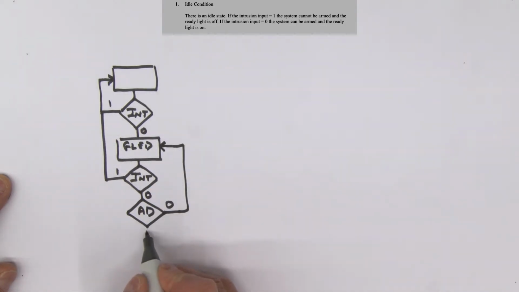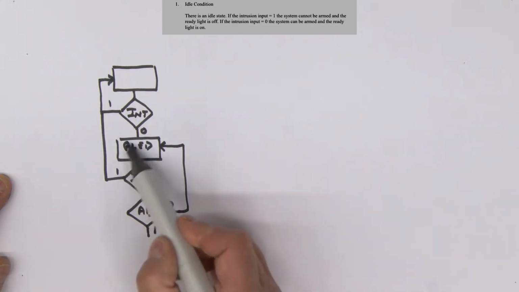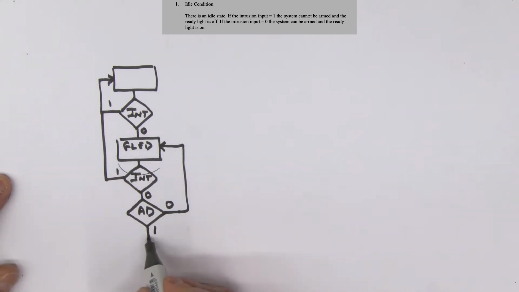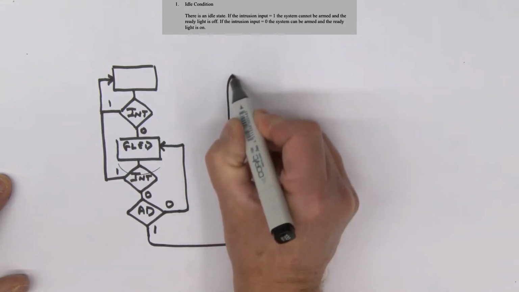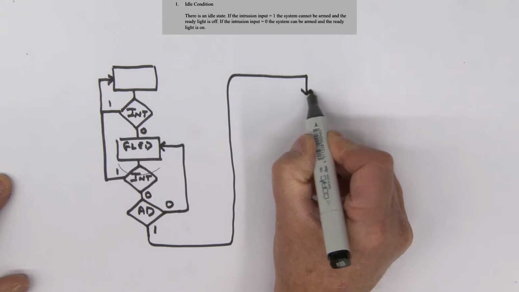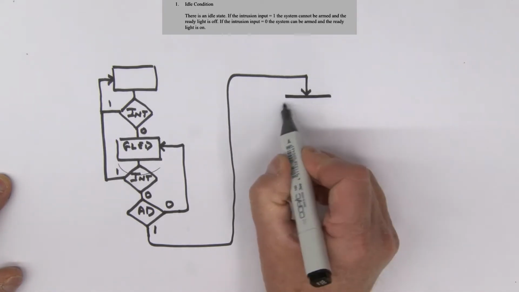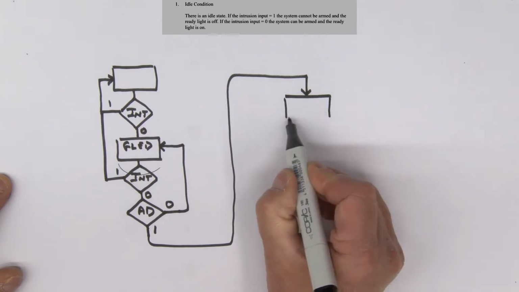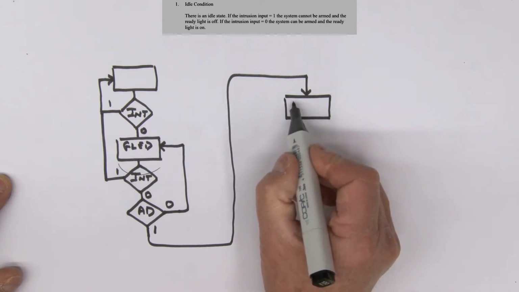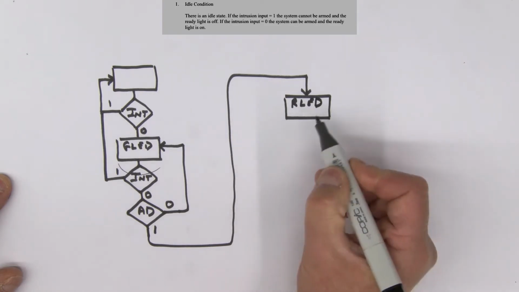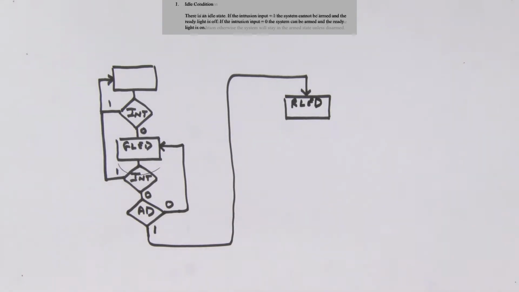On the other hand, if we are arming the system, and we can only do it really from this particular state here, when the green LED is on, then we will move over into effectively an armed condition. So we'll move over here into an armed condition, and we're going to turn on the red LED in that particular state.